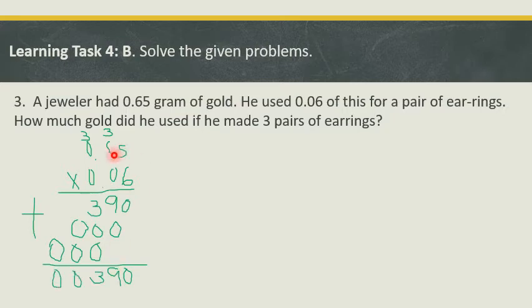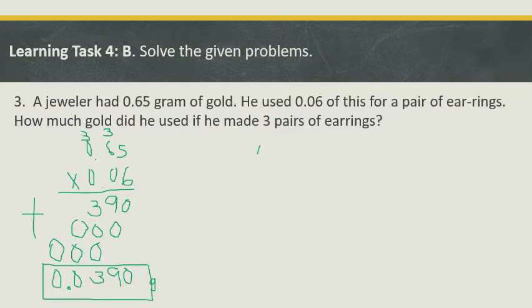We have 4 decimal places. So, 1, 2, 3, 4, starting from the right. Ang ginagamit daw sa isang pair ng earring ay 390 10,000 grams. Yan po ang ginagamit. Ngayon, ilan daw gold ang ginagamit kung tatlong pair. Ito pa is isang pair lang ng earring, so tatlong pair po siya.